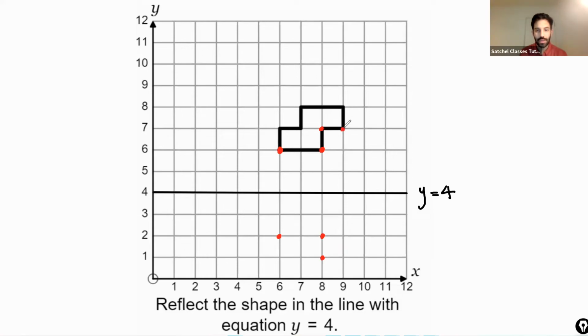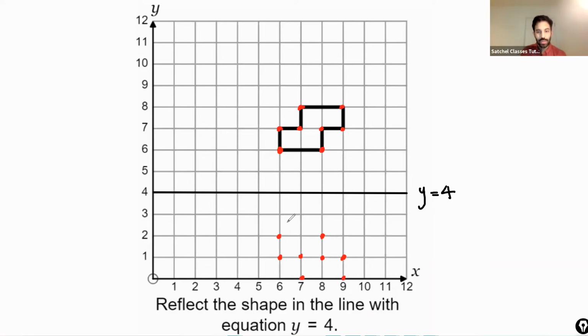And then with this corner, it's again going to be 1, 2, 3. So we need to go down 1, 2, 3. With this corner, it's going to be 1, 2, 3, 4. So we need to go down 1, 2, 3, 4. And then we have this corner. Again, the distance is 1, 2, 3, 4. So we need to go down 1, 2, 3, 4. And then we have this corner, which is going to be 1, 2, 3. So we go down 1, 2, 3. And then lastly, this corner here, which is 1, 2, 3. So we need to go down 1, 2, 3.